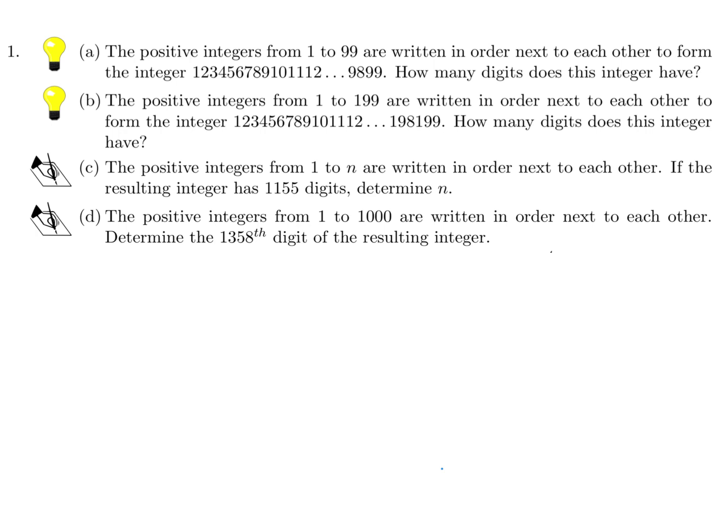The positive integers from 1 to 99 are written in order next to each other to form the integer 1, 2, 3, and so on, all the way up to 98, 99. How many digits does this integer have?